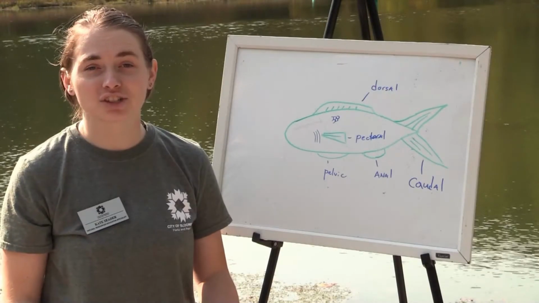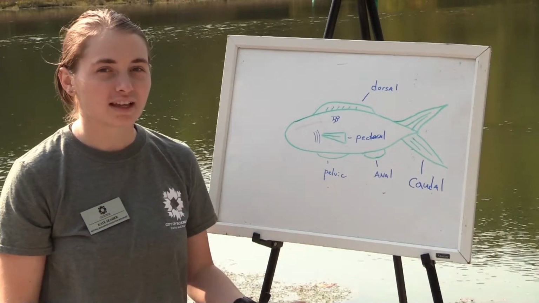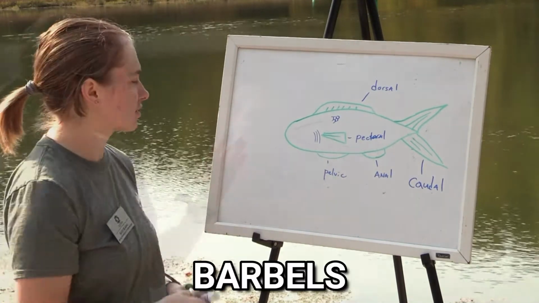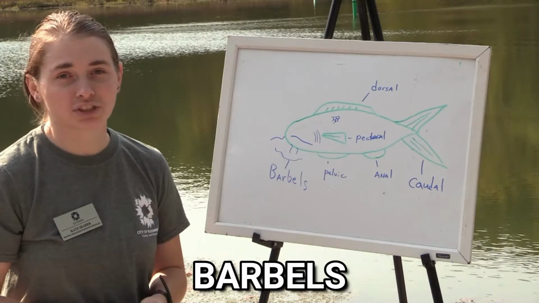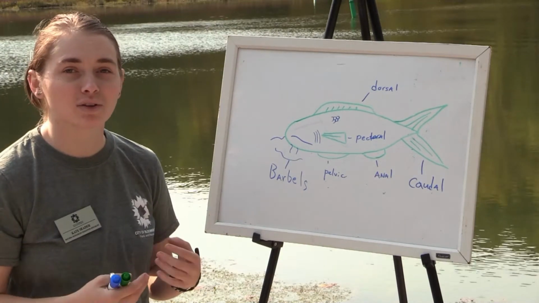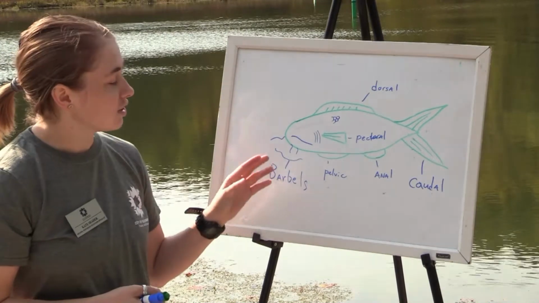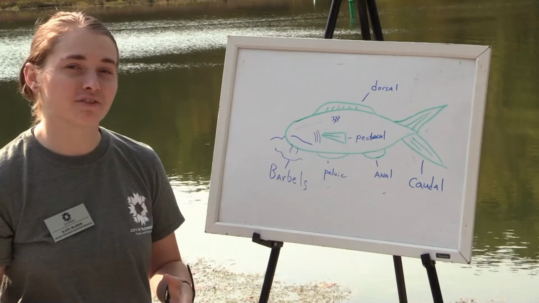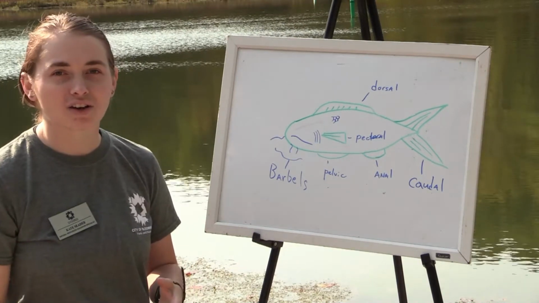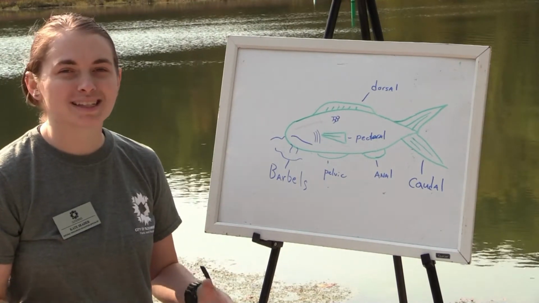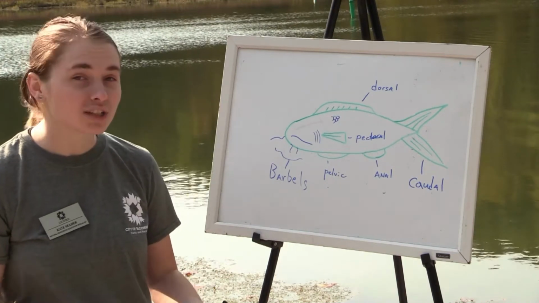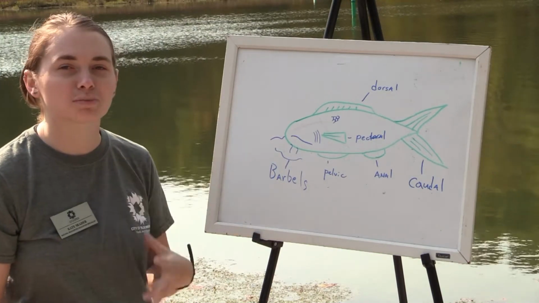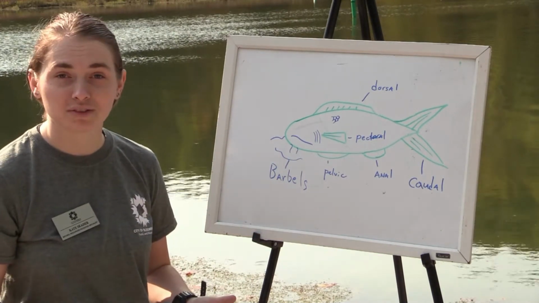The next adaptation that some of our fish have is whisker-like projections from their face called barbels. The barbels help the fish to taste and smell what's around it. What I always think about with barbels is our catfish. Now, the catfish live on the bottom of our lake, which means it can be a little bit silty and muddy and hard to see things. So, the catfish rely on their barbels to smell and taste their way to their food.